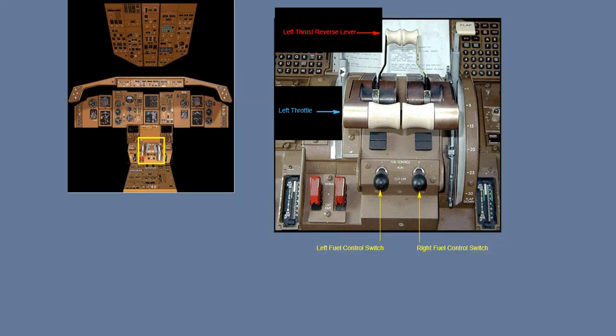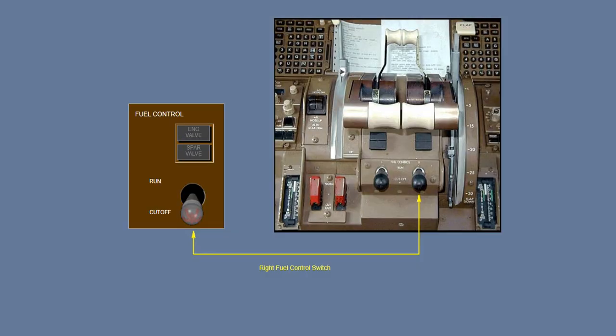The engine controls are located on the control stand and the overhead panel. On the control stand are the thrust levers for forward and reverse thrust, in addition to the fuel control switches. The fuel control switches are used to start and stop the engine.